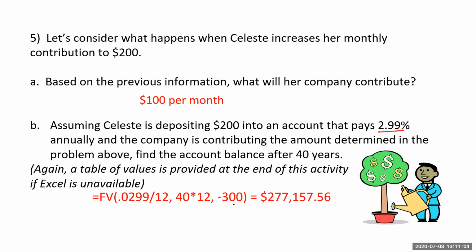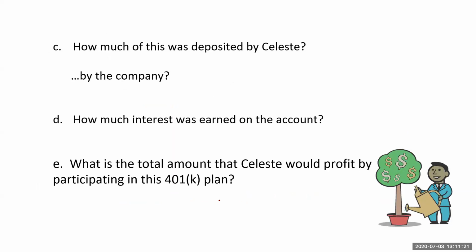Now, Celeste contributes 200. The company contributes 50% of that. So together, $300 will go into the account. Is that okay? And how much goes into the account must be a negative. Is that right? And that is it.